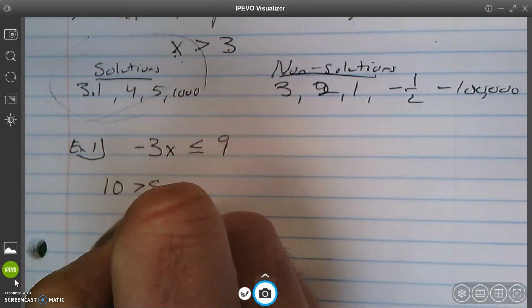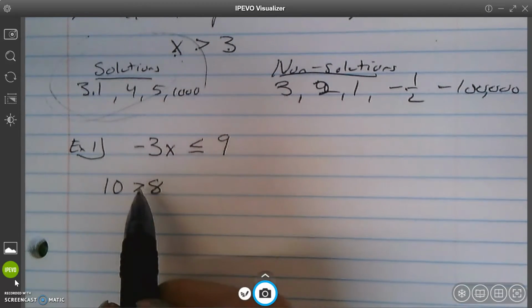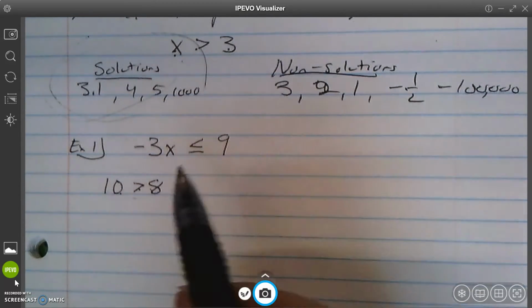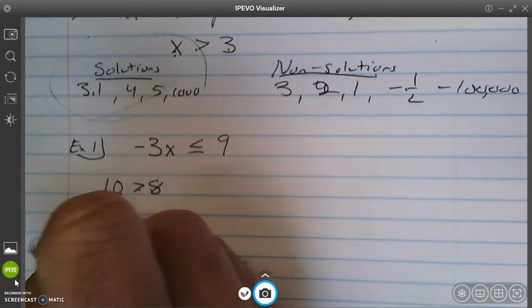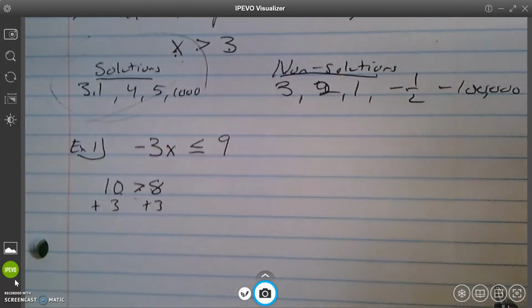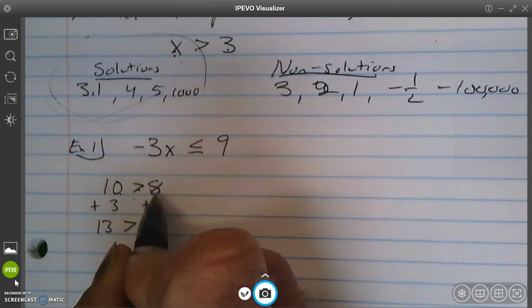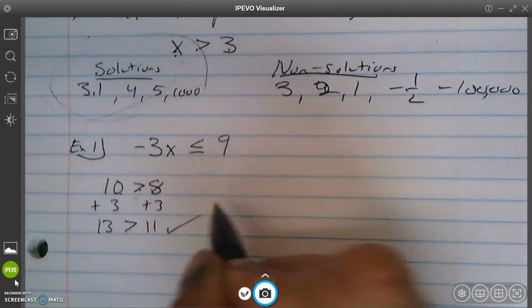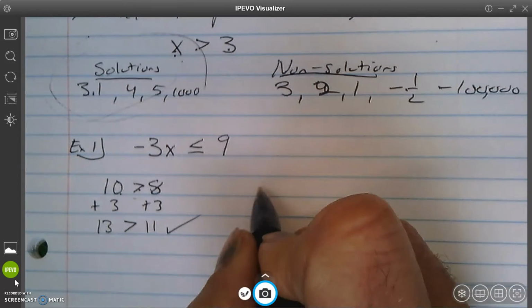10 is greater than 8. Okay. So 10 is greater than 8. That's a true statement, right? So 10 is bigger. Pac-Man's eating the bigger man. Okay, so let's add a number to it. Let's add 3. So if I add 3 to both sides, I have 13 is greater than 11. Is that true? Yeah. So if I add a number to both sides, it's still true.